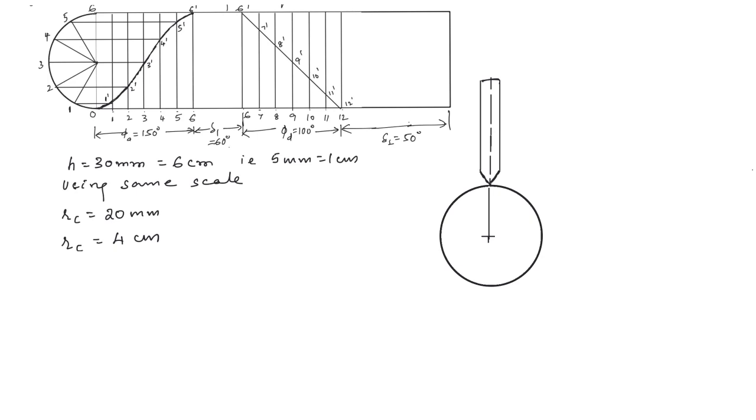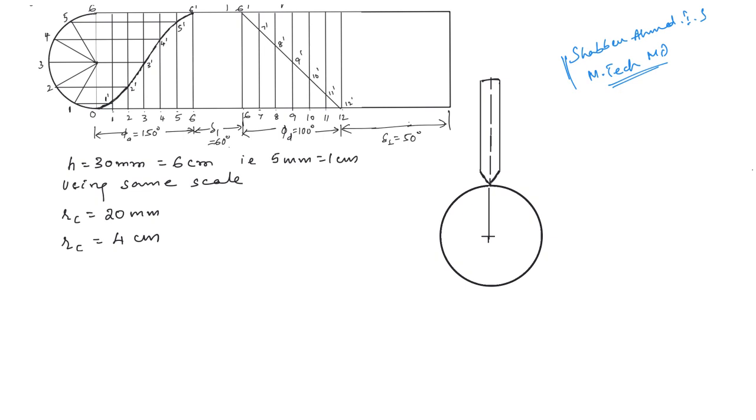In this video we will draw the profile of the cam. In the last video we saw how to draw the displacement diagram. So we have the displacement diagram here. This is the ascent for 150 degrees. Then you have a dwell for 60 degrees. Then a descent for 100 degrees, and the remaining 50 degrees we have another dwell.